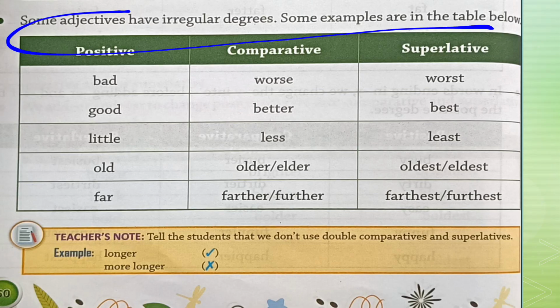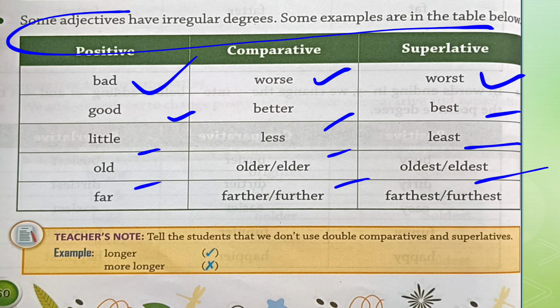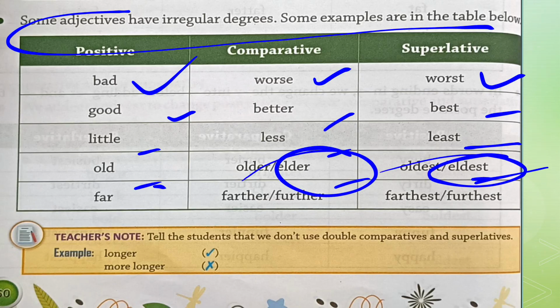And here are some adjectives that are called irregular degrees. Why? Because they do not follow any of these tables. Now look at this. Bad. So the comparative is worse and the superlative is worst. Good, better, best. Little, less, least. Old, older, oldest, or old, elder, eldest. Elder we generally use for our people, our family. Older, oldest when we are making a comparison to outsiders, like far, farther, farthest, far, further, furthest.